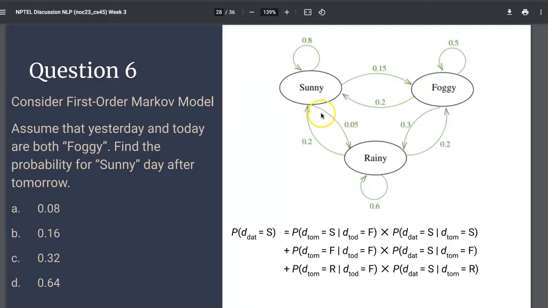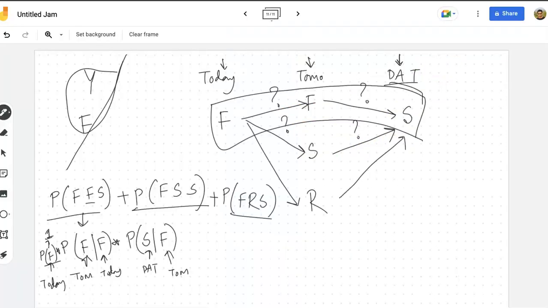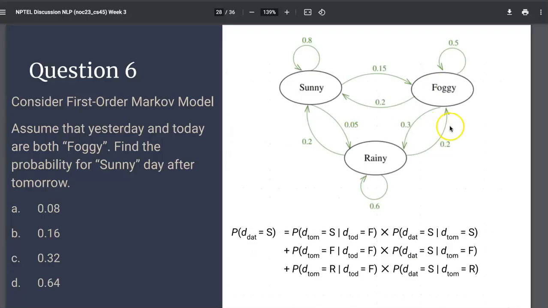So just see the table. If today is foggy, what is the probability tomorrow is also foggy? It's 0.5. So you just enter those things and calculate. It will be 1, because today is foggy we already know, it's 1, and 0.5 into what is the probability that today is foggy whereas tomorrow is sunny? You can see the chart. Today is foggy, tomorrow is sunny. It is 0.2.